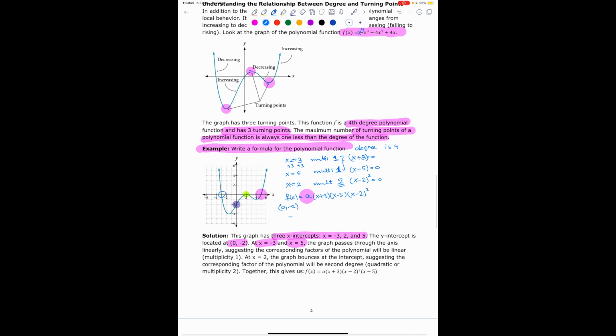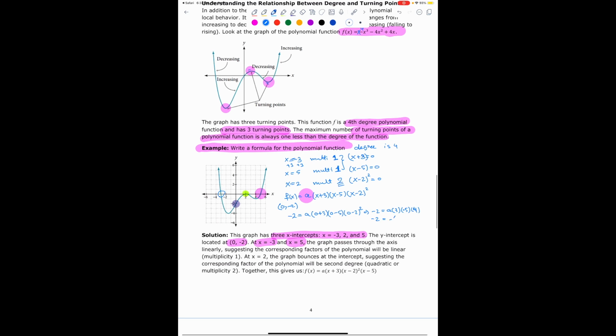So I'm going to substitute -2 equals a times (0 plus 3) times (0 minus 5) times (0 minus 2) all squared, which will lead to -2 equals a times 3 times -5 times 4. That is -2 equals -15 times 4, -60a. We're going to divide both sides by -60. So we have a equals 1 over 30.